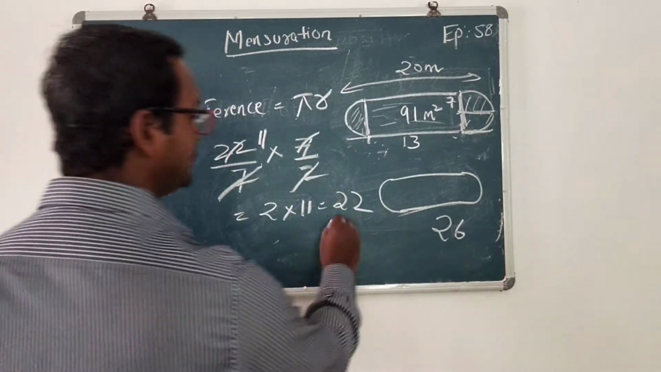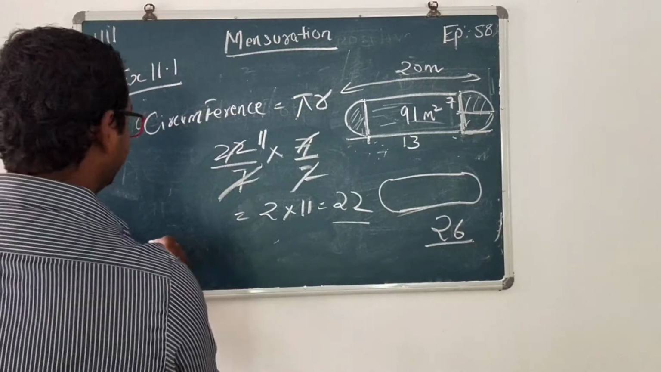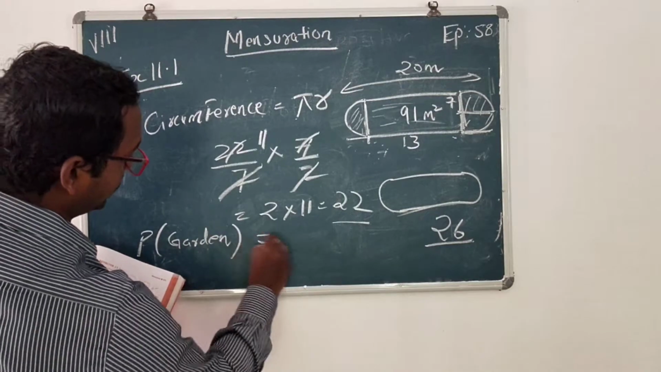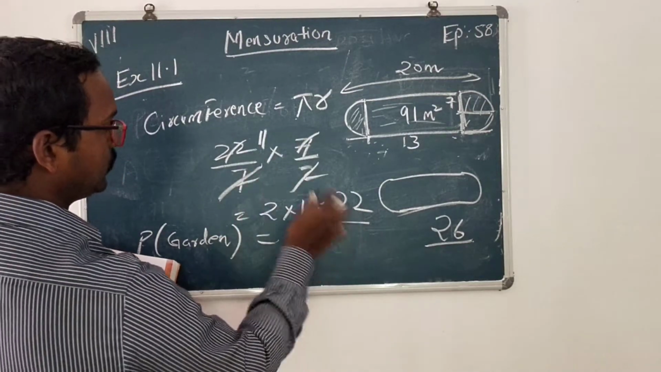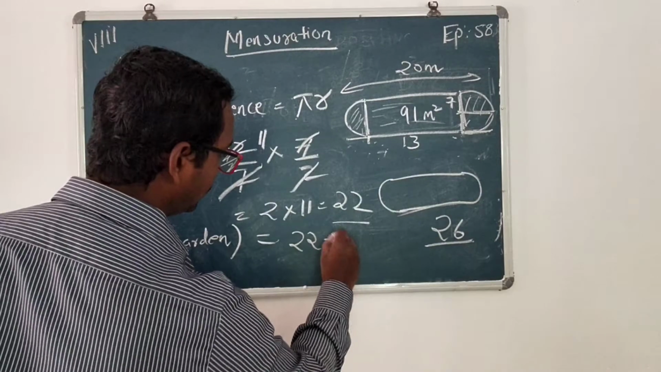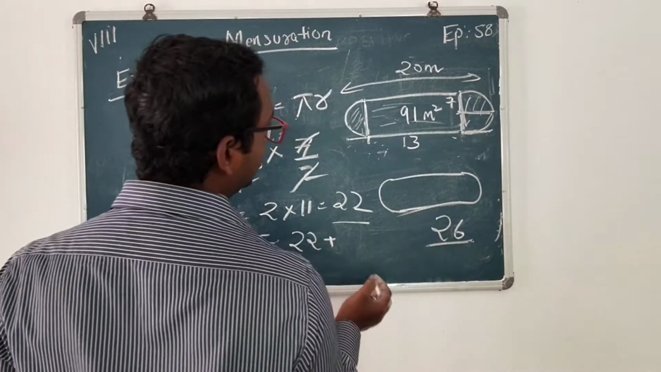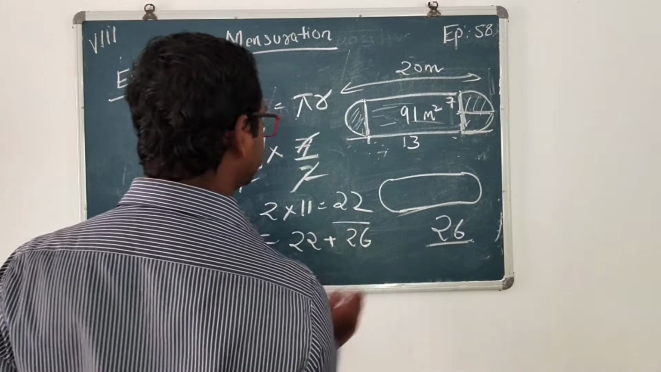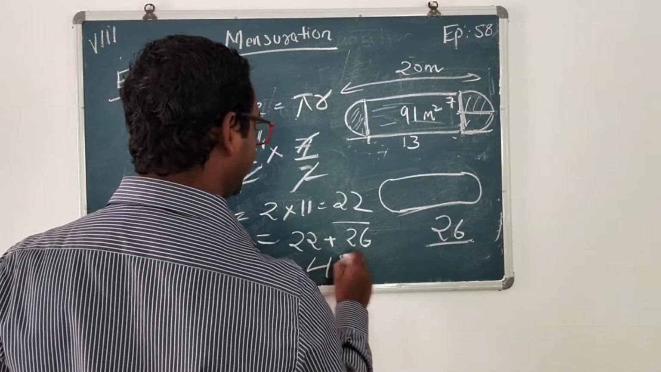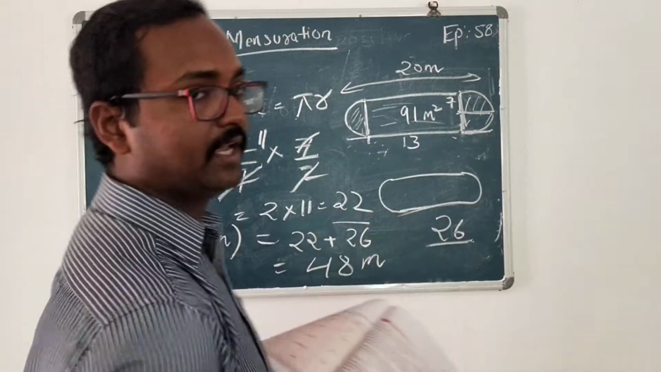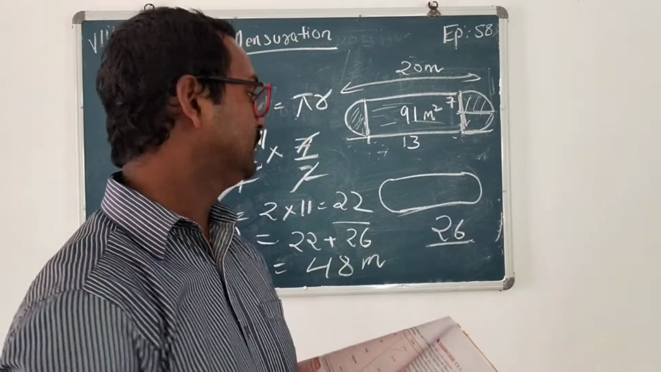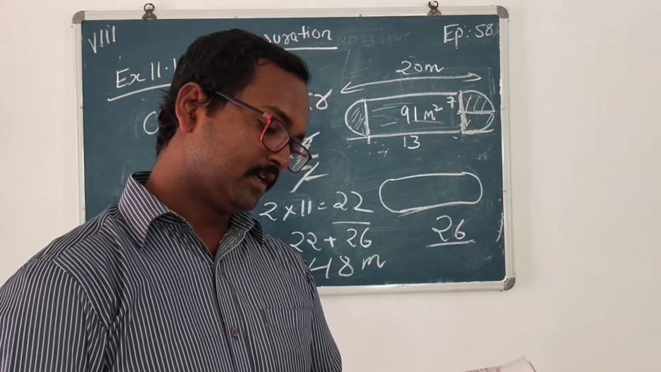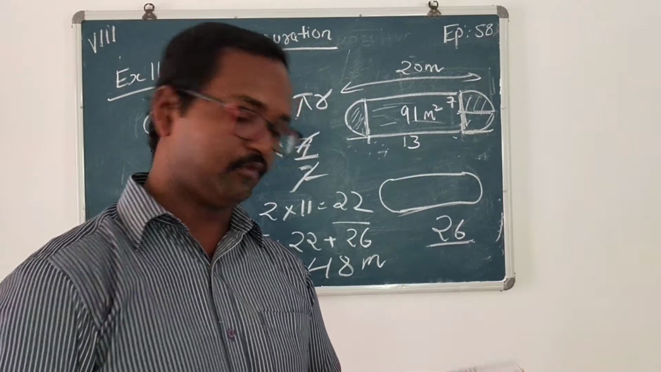So finally we have to add this length and this length. The perimeter of the garden is equal to the circumference of two semicircles, which is 22, plus the length of two rectangle sides, which is 26, and the final answer is 48 meter. So the perimeter of the entire diagram is 48 meter. Okay, now look at question number 4.